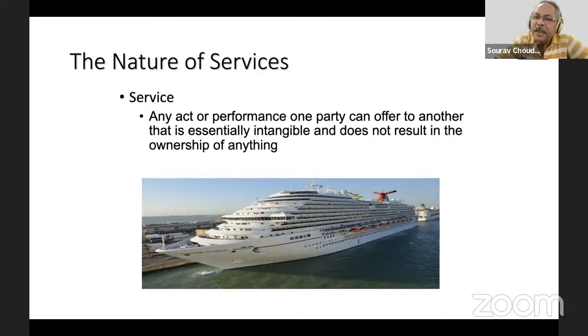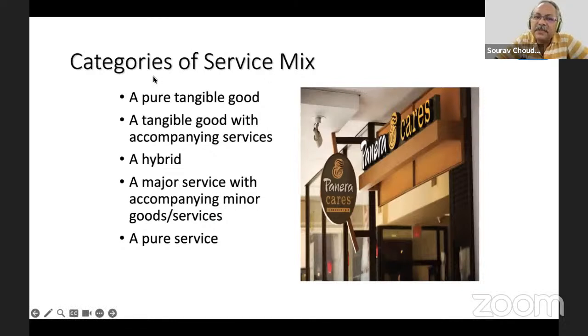Correct. Okay. Categories of service: a pure tangible good. A restaurant service. You can see it, you go there. You can see it, you can touch it, you can hear it, everything you can do just like a normal good. Okay.